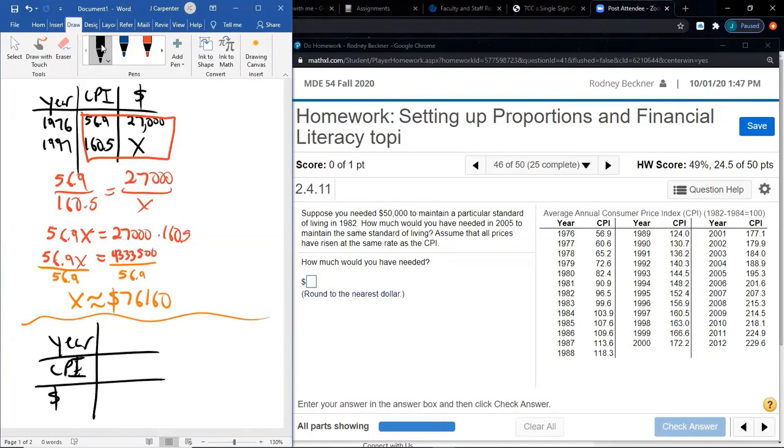So for the first year, we're going to have 1982, and then its CPI based on the table is 96.5. How much money did we live off of then? It was 50 grand. They told us that. I didn't pull that out of thin air. Now we'll need another column for the next year, which we said was 2005. Which the table says 2005 has a CPI of 195.3.